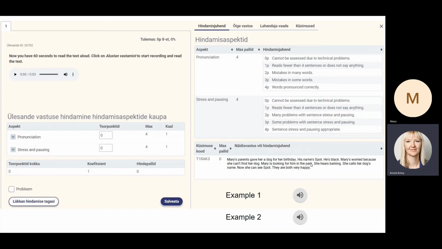Also, you as an assessor, this is the text that the student had to read. So you can see it here, or when you click here, you can also see what the students could see when they were taking this test. And now, we have the marking scale here. So we'll listen to some examples and we'll try to assess the samples. So the first one.